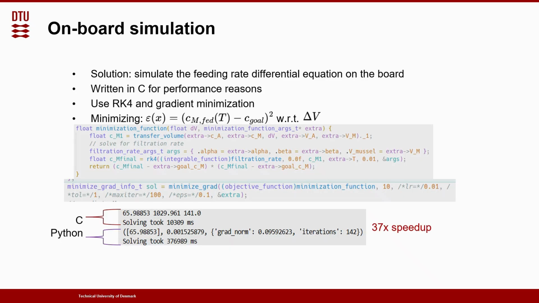To find the optimal volume of feed, we use gradient minimization. The function we minimize is the future concentration in the mussel tank, which we find by numerically solving the differential equation using RK4. This code needs to run on the board every time we feed, so we rewrote it in C and achieved a 37 times speedup.